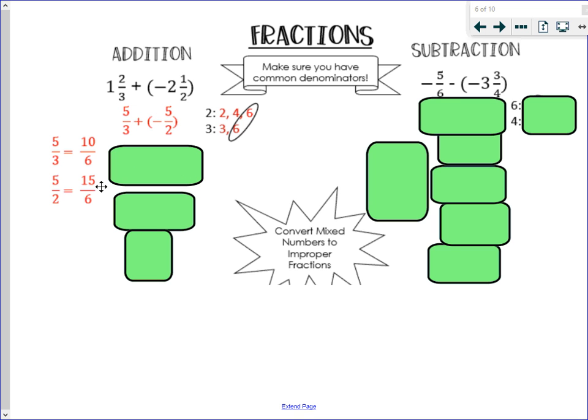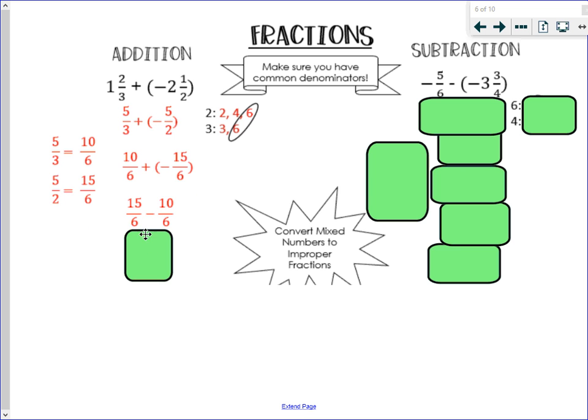We're going to be subtracting 15/6 minus 10/6, which gives us 5/6. And then we're going to look and see which one of those was bigger. In this case, the negative 5/2 is bigger than the positive 5/3. So my answer is going to be negative. The absolute value is bigger for the negative here, so our answer is going to be a negative 5/6.